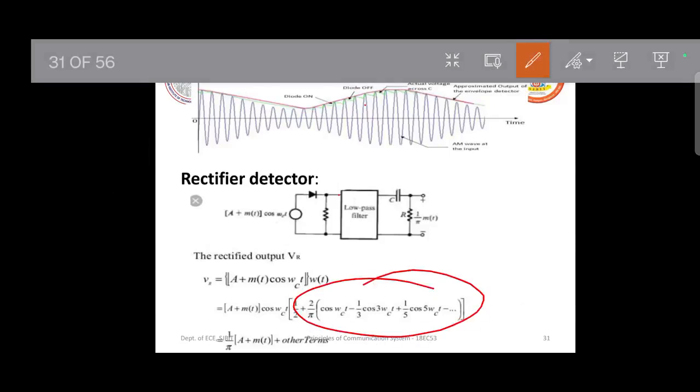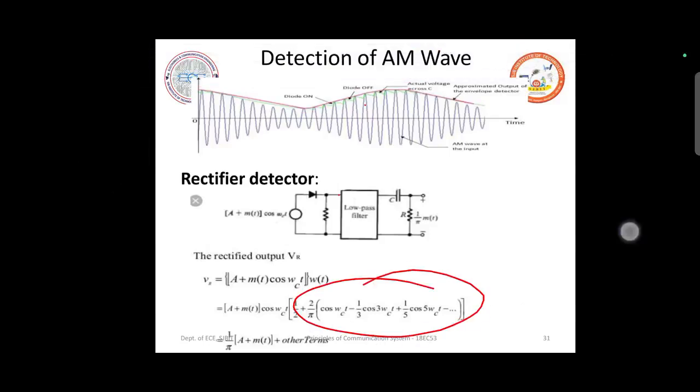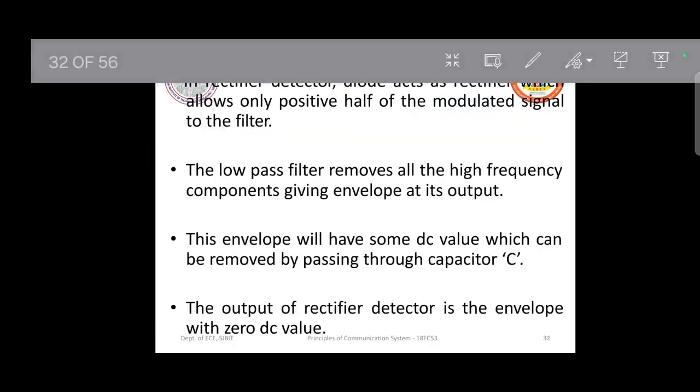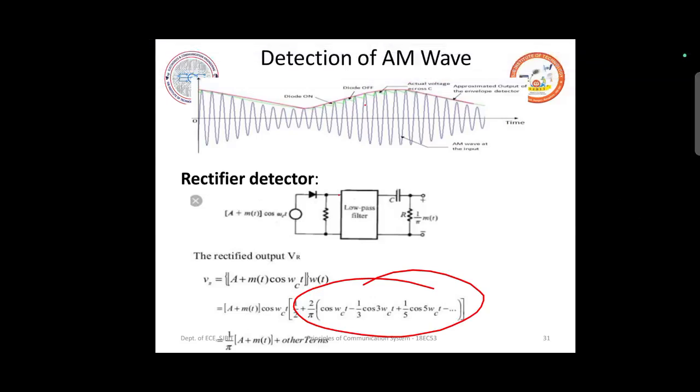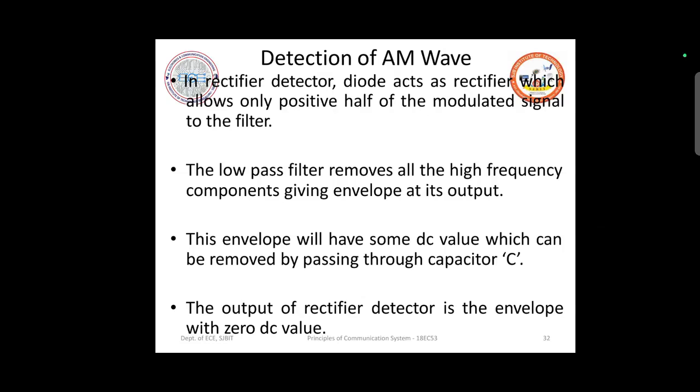Later on what you will have is 1 by pi into A plus m of t, and all other higher order terms get eliminated through the low pass filter. The same explanation is given in this case, identical to that of an envelope detector.